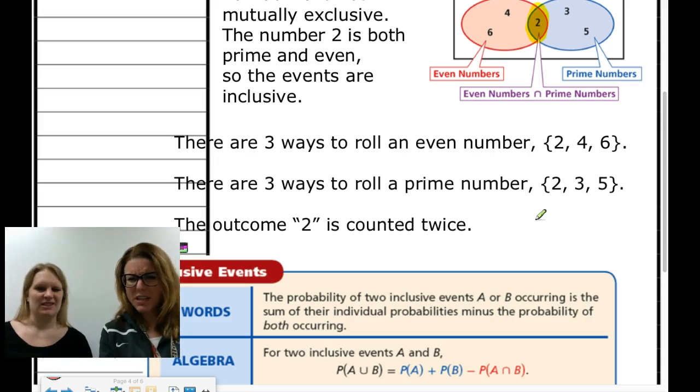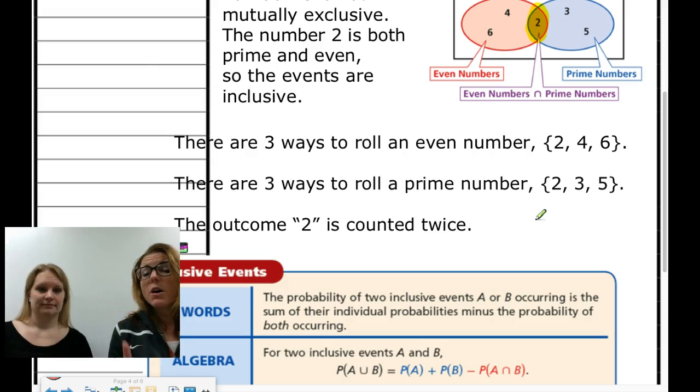Here though, I want you to focus on this, everyone. Prime number. Notice there's a number not in there. 1 is not a prime number. So 2, 3, and 5.